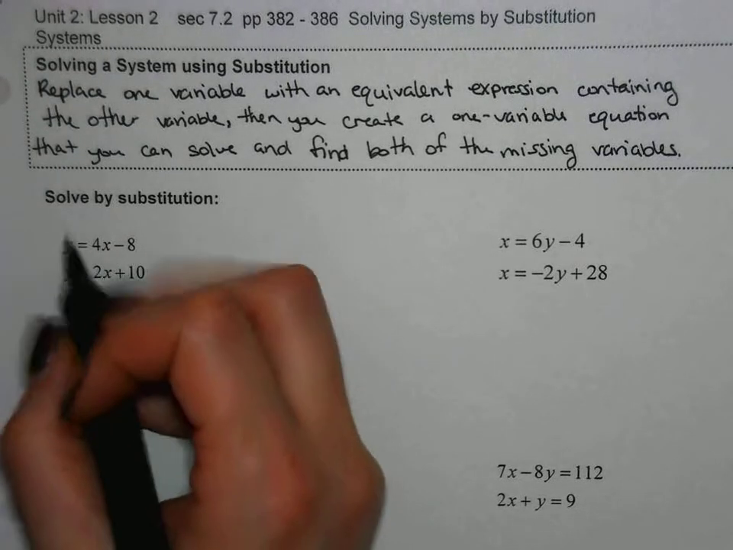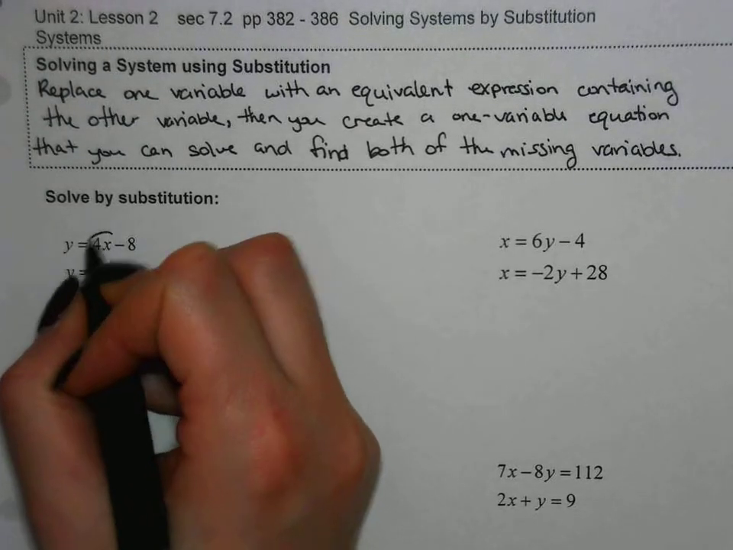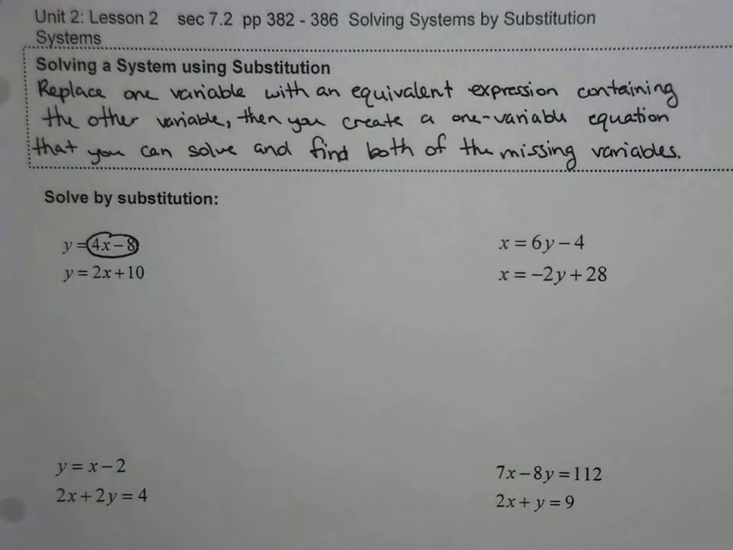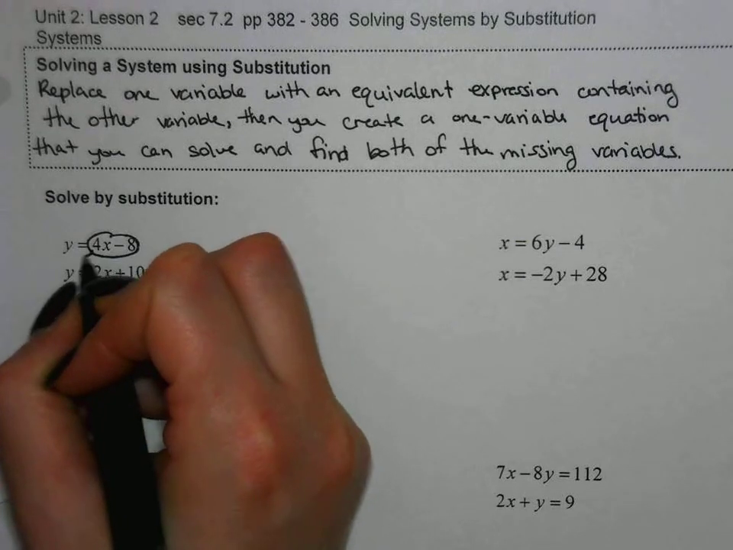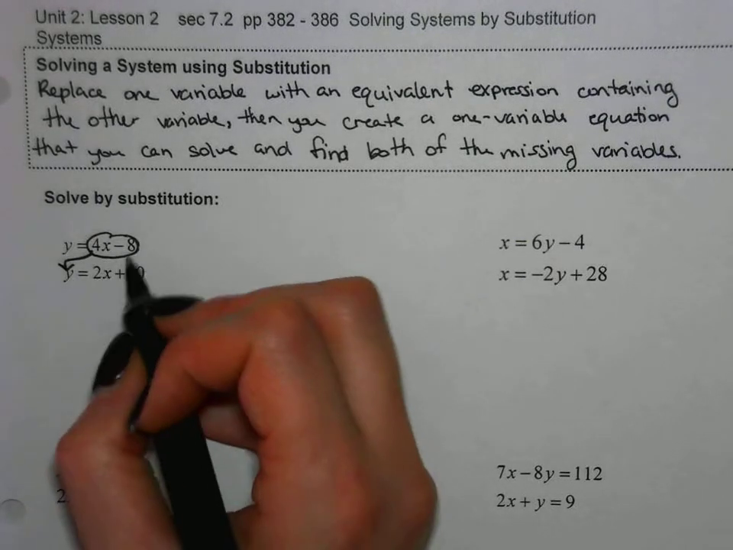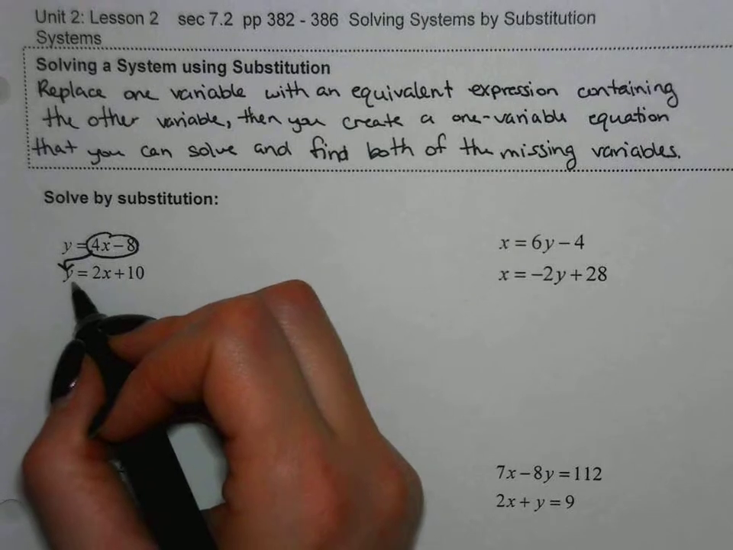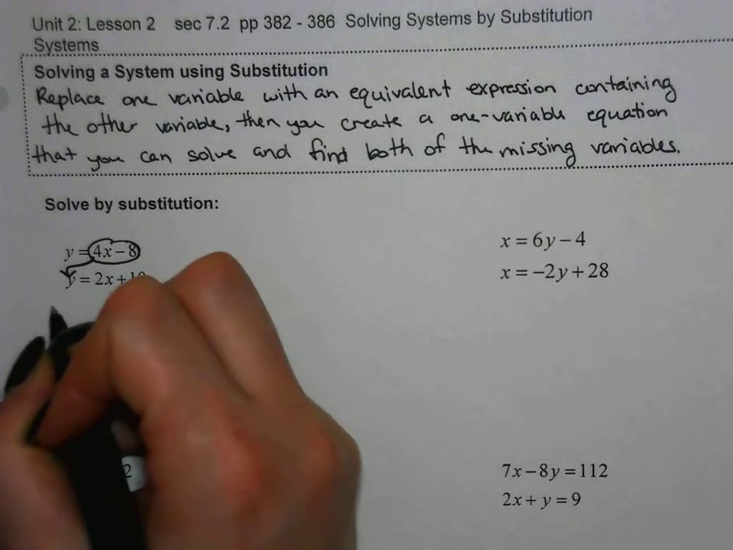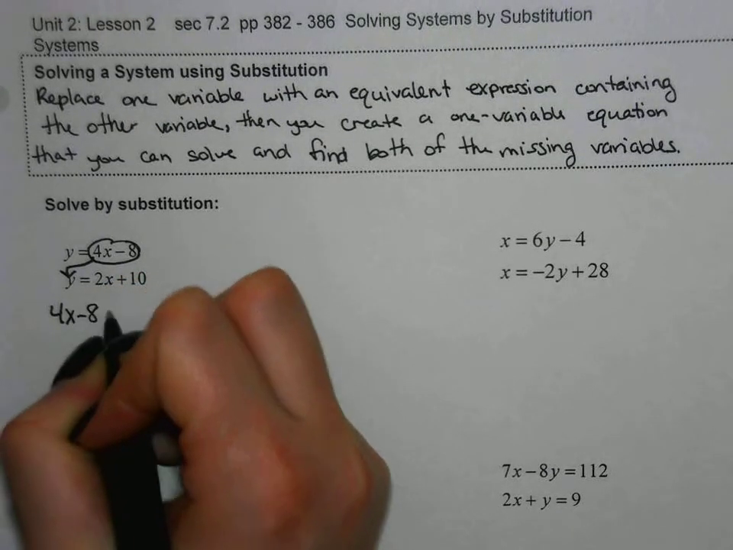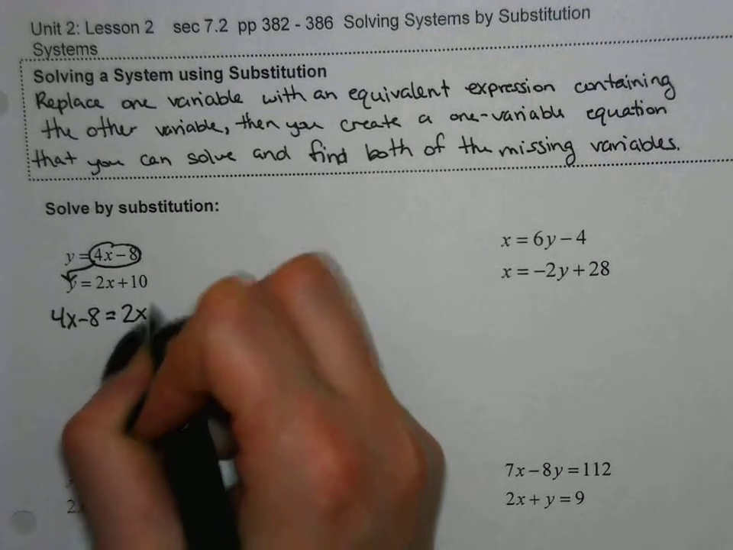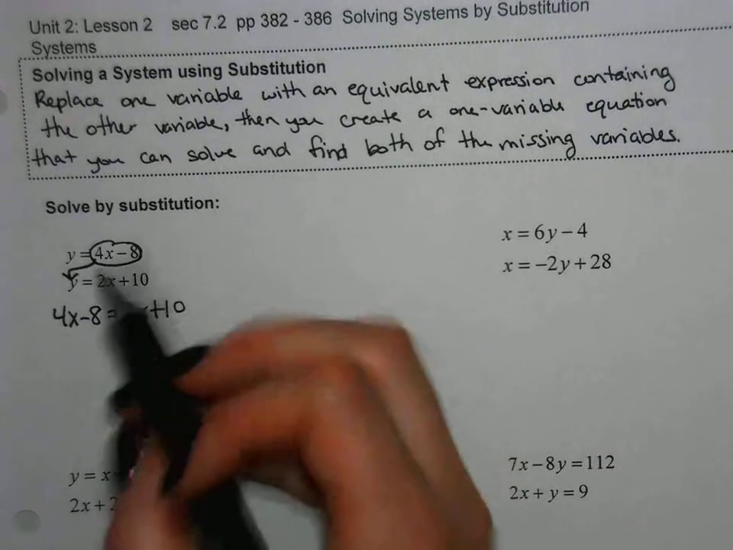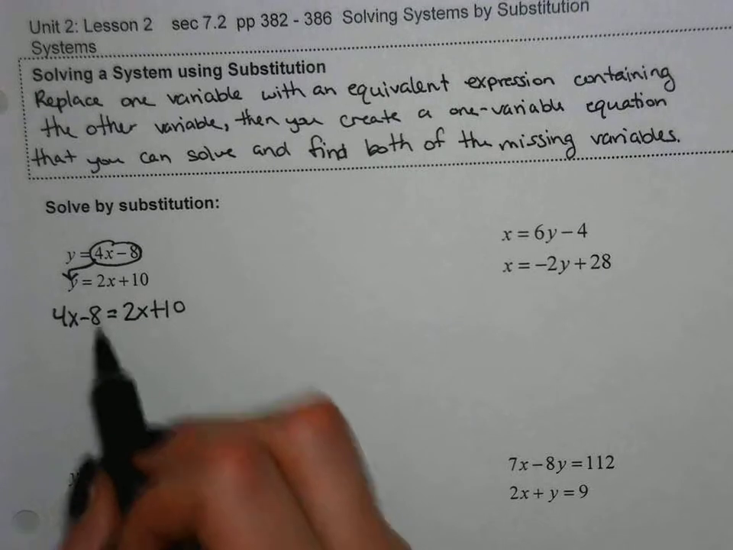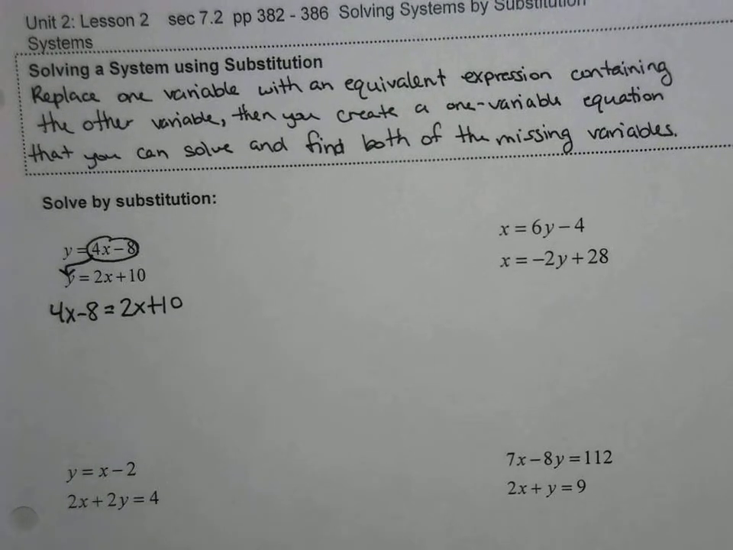So here I want an equation by myself, so I know y equals 4x minus 8. So I am going to substitute 4x minus 8 in for my y in my second equation. So when I substitute in, I have 4x minus 8 equals 2x plus 10. So we went from having two variables in both of our equations to now we only have one variable. So now we can solve.